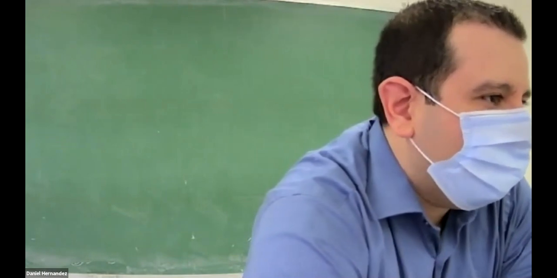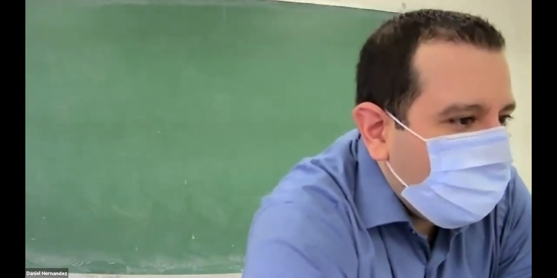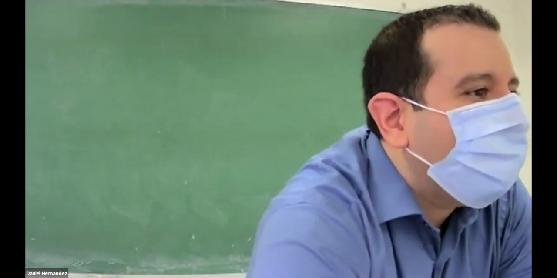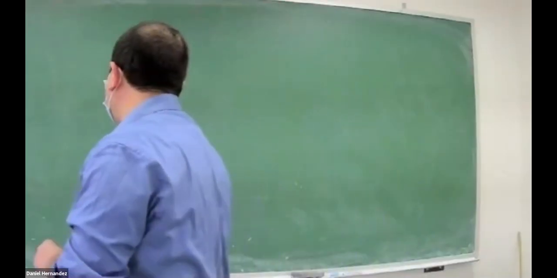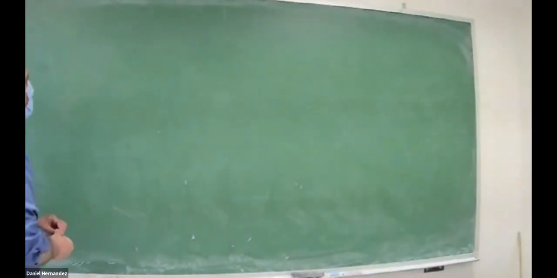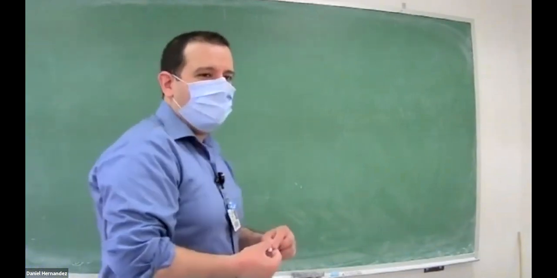Aortic dissection, should I talk about that? Sure. So we know aortic dissection is a separation of the intimal and medial layers.